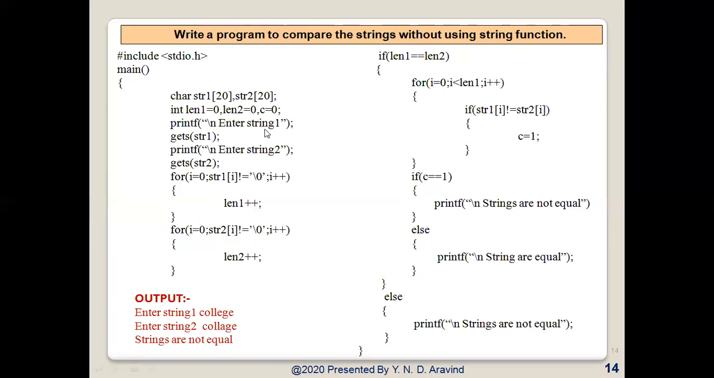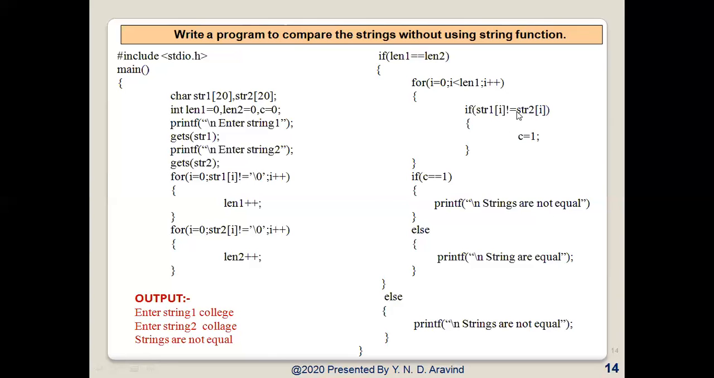So here I have accepted string 1 and string 2. I have found out their lengths. Both their lengths are one and the same, that is, 7 and 7. So the lengths are equal. If the lengths are not equal, it will display that the strings are not equal. Since the lengths are equal, it will come into this particular loop.